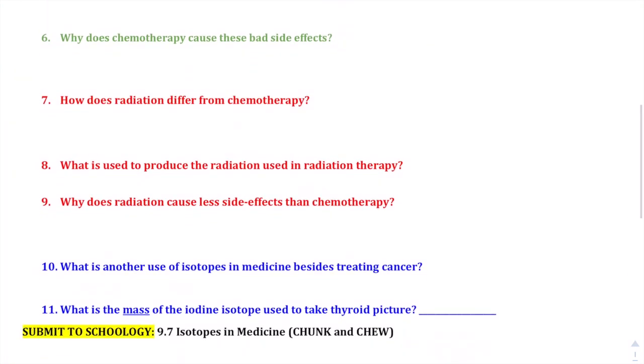Let's read the red questions now. Number 7, how does radiation differ from chemotherapy? And 8, what is used to produce the radiation used in radiation therapy? 9, why does radiation cause less side effects than chemotherapy?